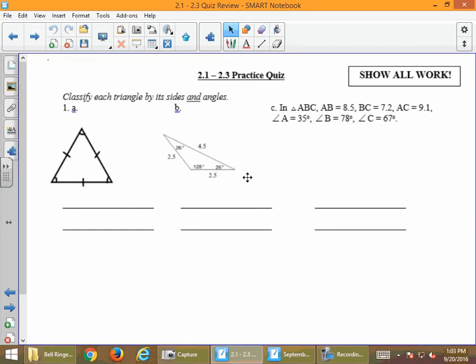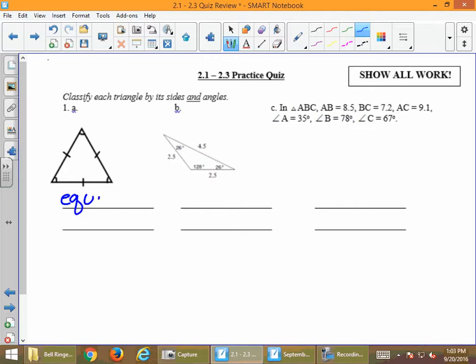Take a look at 1A. We classify by sides. Alex, what do you notice? All the sides are what? Good. Equilateral because all the sides are the same.